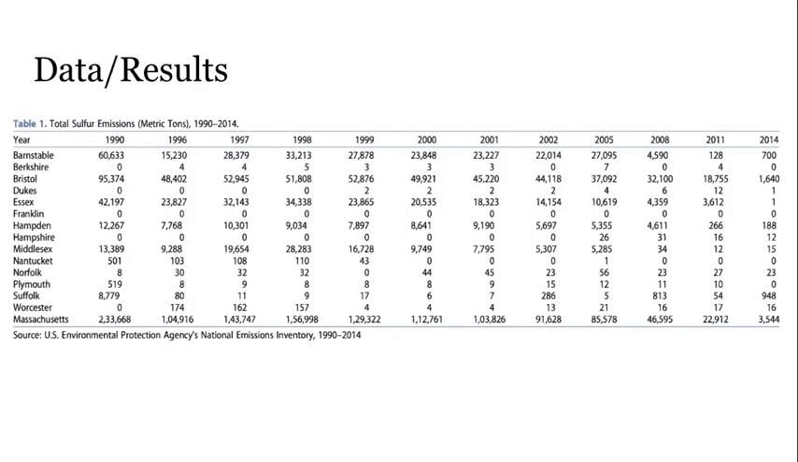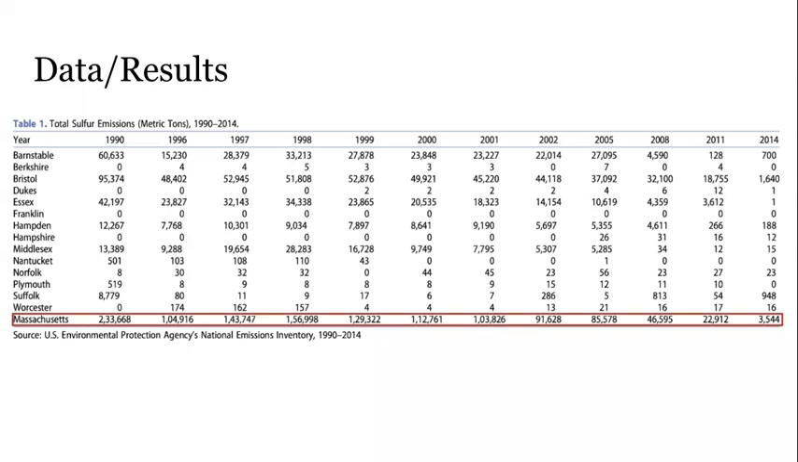In terms of data and results, here we have a table that we derived from looking at the different sulfur emissions. These are the years in which we can find changes and new updates in the United States Environmental Protection Agency National Emissions Inventory. So these are the years between 1990 and 2014 where we're given these specific changes.